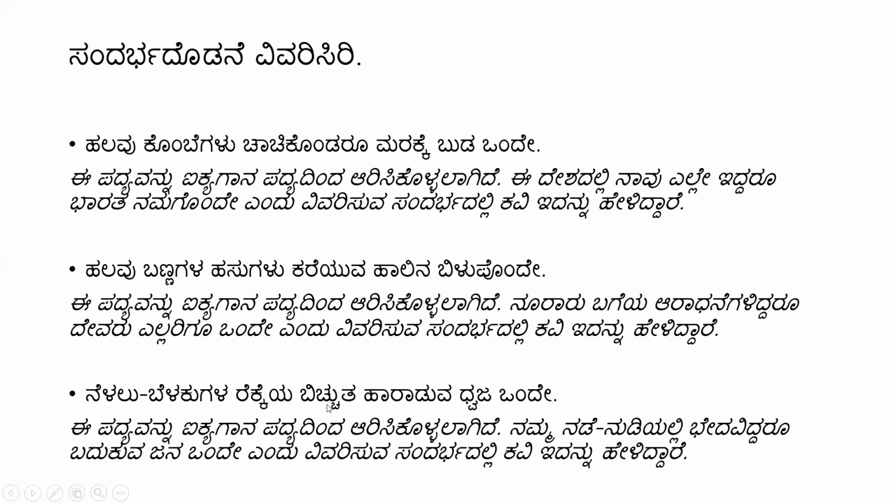Next, ನೆಳಲು ಬೆಳಕುಗಳ ರೆಕ್ಕೆಯ ಬಿಚ್ಚುತ್ತ ಹಾರಾಡುವ ಧ್ವಜ ಒಂದೇ, the last line. So before that, which is the line that the poet is using? ನಡೆ ನುಡಿ ಭೇದಗಳಿದ್ದರು. So that line. Even if our behavior, our language, the way we talk and walk, everything varies, everything is different, the flag that we fly is the same, the Indian flag. So you explain the previous line and then write ಎಂದು ವಿವರಿಸುವ ಸಂದರ್ಭದಲ್ಲಿ ಕವಿ ಇದನ್ನು ಹೇಳಿದ್ದಾರೆ. Okay, so that is the sandarbha you are giving. When is the poet telling this line? You are explaining that.